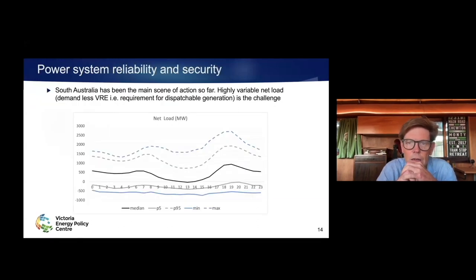Moving on to power system reliability and security, the critical issue is really net load. And I've got a chart here which shows you hourly net load at different measures of the distribution in South Australia. So the light blue line at the bottom is the minimum net load. Net load is the demand on the grid at the transmission system, less the dispatch from wind and solar production. So it's, if you like, the demand left to be met by a dispatchable resource, which could be fossil fuel, it could be battery or hydro. And you can see the minimum was negative in all hours. Wind and solar was completely meeting the state's demand.